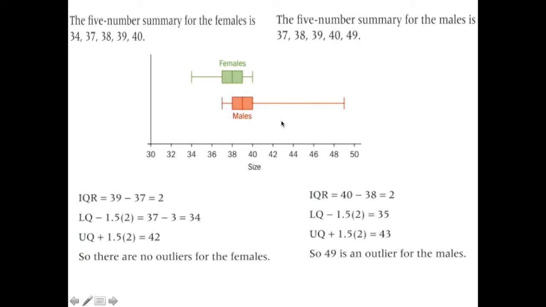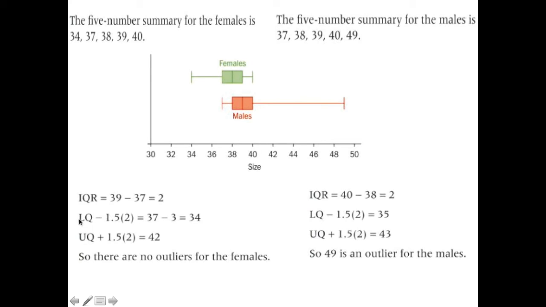Okay? Now, the question also said to identify if there were outliers. So to find if there are outliers, the first thing that we need is the interquartile range. The interquartile range is Q3 minus Q1. So I have to find the interquartile range for females and for males. In this case, it ends up being the same value. It's 2.